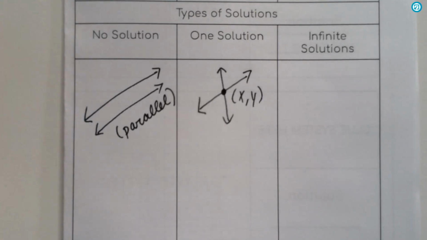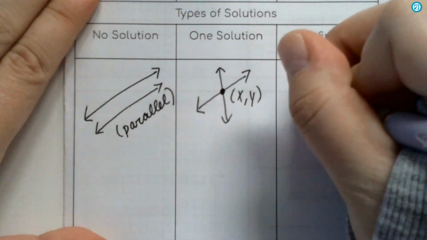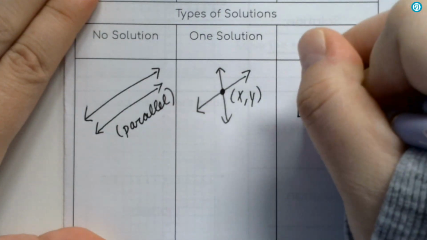And then if you are graphing a system that has infinite solutions, you're going to end up with the same line on top of itself.